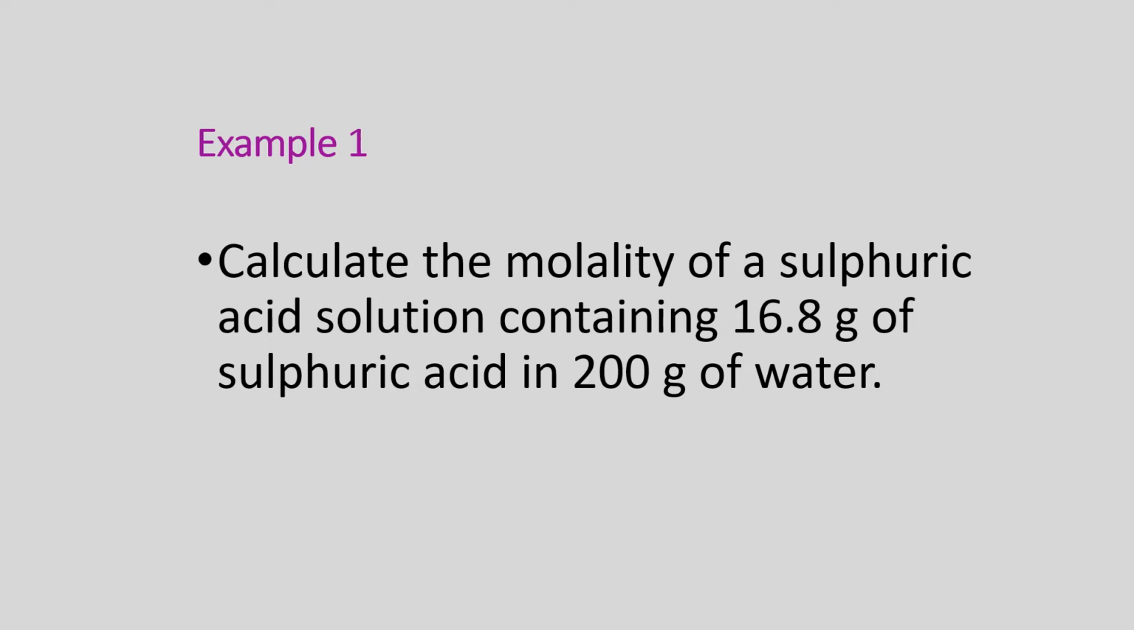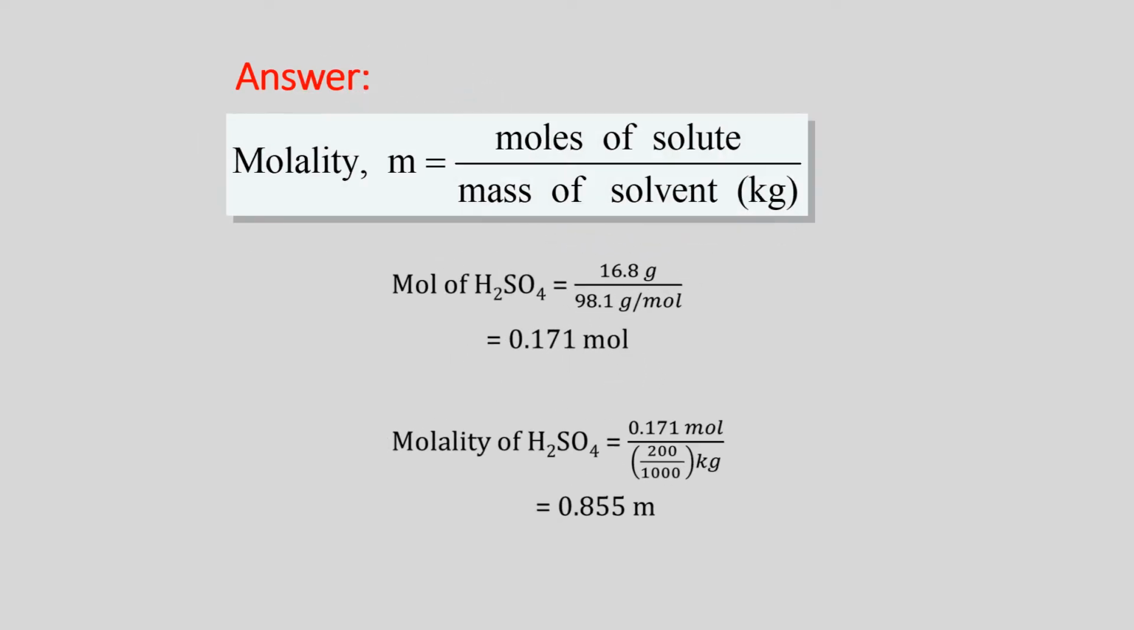So example 1, calculate the molality of a sulfuric acid solution containing 16.8 gram of sulfuric acid in 200 g of water. So for the answer, apply the formula of molality and find the mole of sulfuric acid, which is 0.171 mole. So insert the value of mass and also molar mass.